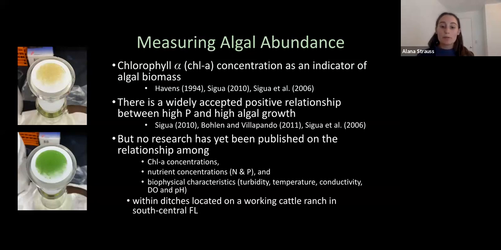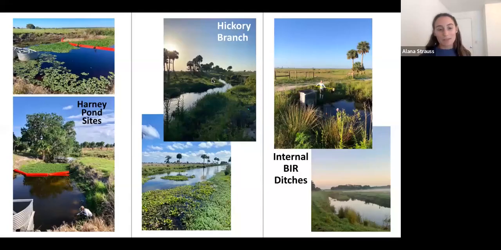So there have been papers published on these things, but none of these relationships have been studied on ditches within a South Central Florida ranch in the Lake Okeechobee watershed. So that's where we come into play.